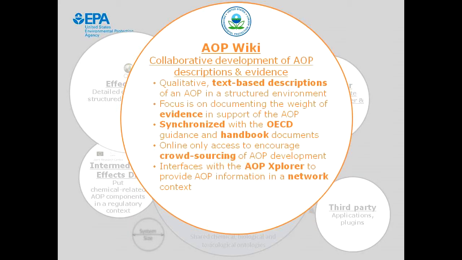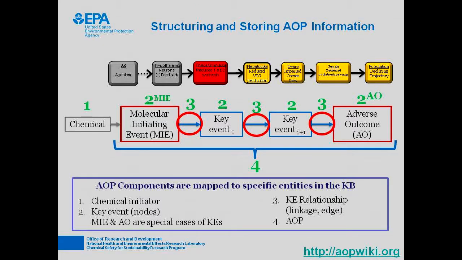And I think I went through all of this earlier when I was talking about the wiki. So we'll just go through quickly. So as I mentioned before, the wiki really breaks it into two main components, key events and key event relationships. We do classify MIEs and AOs. Now we classify MIEs and AOs in the context of a specific AOP.